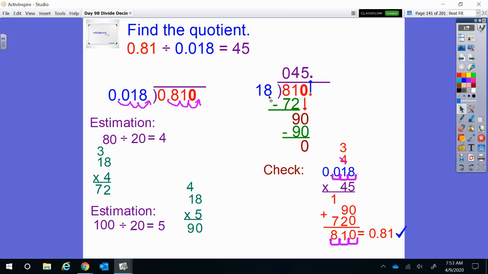18 divided into 810. It just so happens that that becomes a whole number too. 810 divided by 18. And you go through the process. You have to use your multiplication double check. The answer is 45. I'll leave that on the screen for a moment.